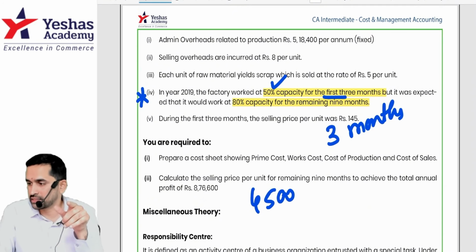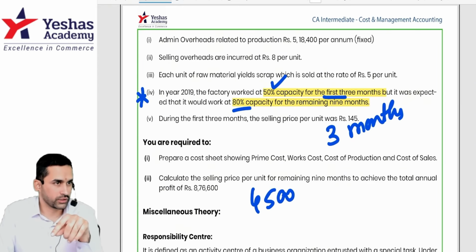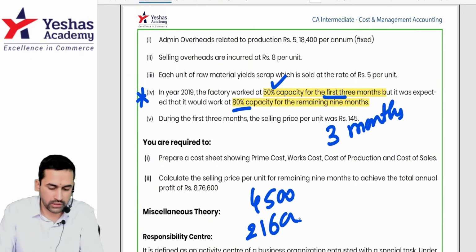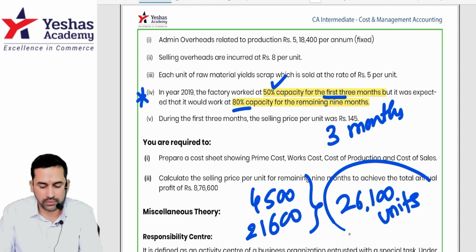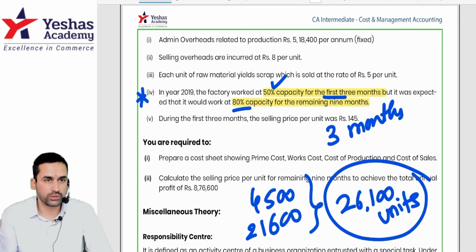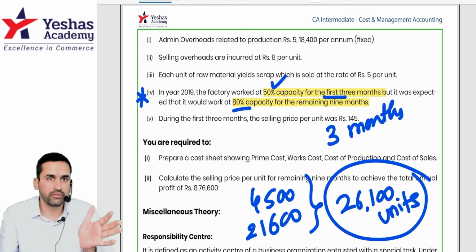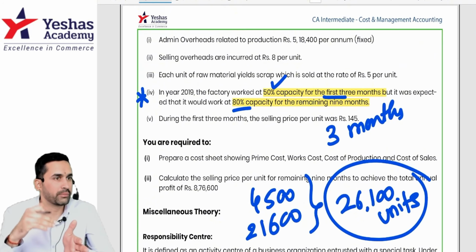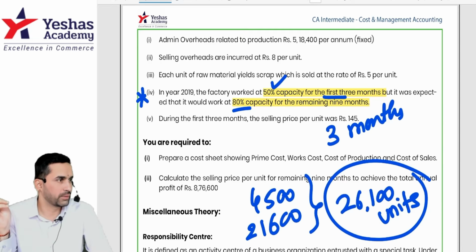Same way, we should do units for next 9 months. Start again in Calci. 36,000 units divided by 12 monthly capacity, into how much are we using? 80%. This is monthly production, into 9 months. If I add these two, tell me what is the meaning of this: actual units produced for the entire year. Understand? Annual capacity we converted to monthly capacity, then we multiplied by actual utilization of the capacity. Then first was multiplied by 3, next was multiplied by 9.